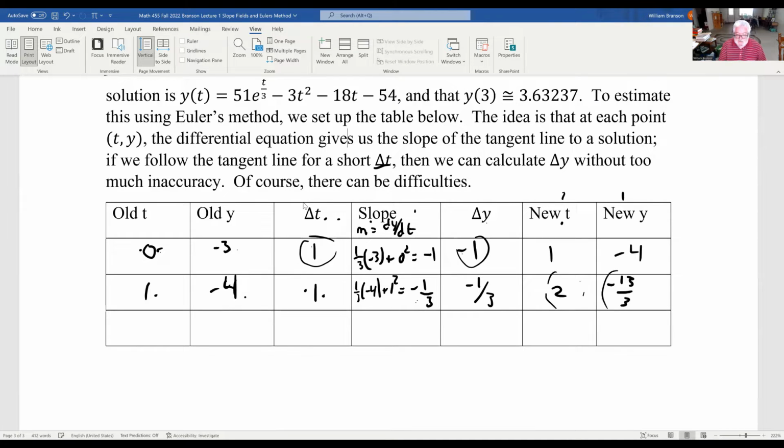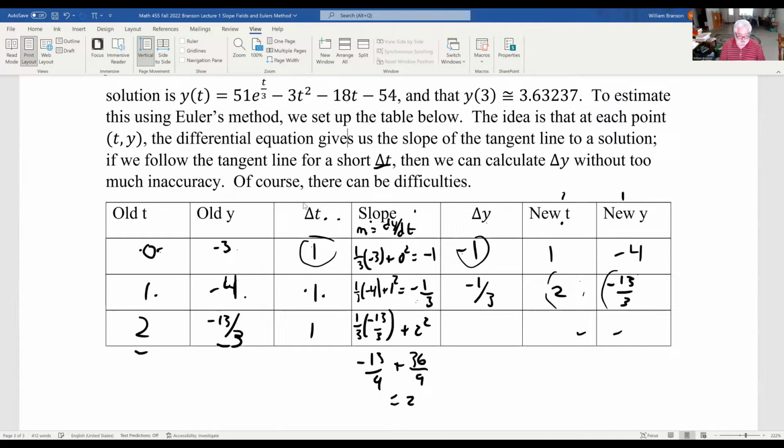Then these, we just plug them back in here. This becomes our old t and our old y, and we want to calculate the new t and the new y. Keep delta t at 1, the slope becomes 1/3 times -13/3 plus 2 squared, plugging in the old t and the old y into our formula for the slope. And that becomes -13/9, and 2 squared is 4, which is 36/9.